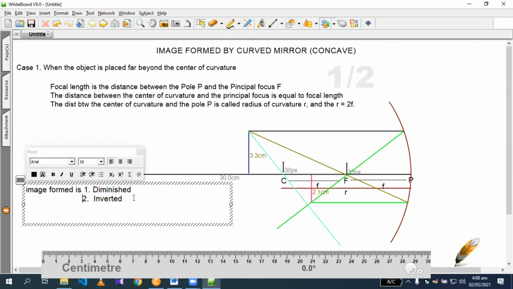Okay, and what's the next one? The image is diminished, and in fact inverted. What else? Now, the image here is real. The image formed by this mirror is real, very real.